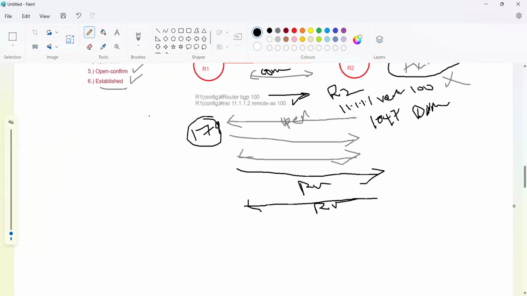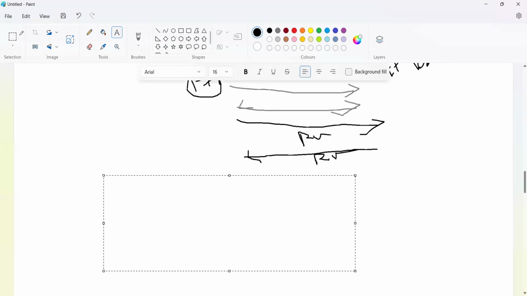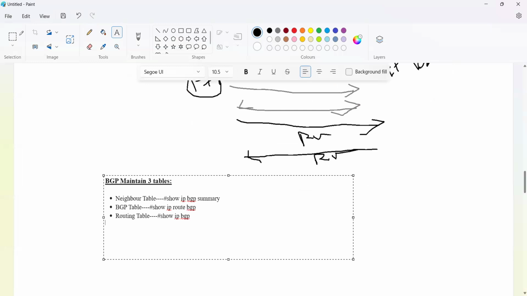Mainly, BGP will use three routing tables. Yesterday we discussed that OSPF also has three tables, and BGP also uses three tables: the neighbor table, the BGP table, and the routing table. The global routing table and the BGP routing table, you can assume. The BGP table is shown with show ip bgp. There we'll find the valid prefixes, the valid and best prefixes, and only those prefixes can we reach. And we have the neighbor table. With the help of these commands, we'll check these three tables.